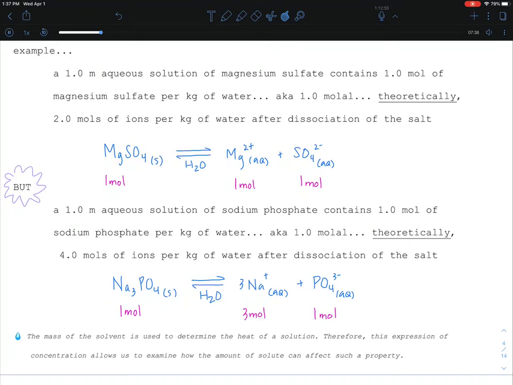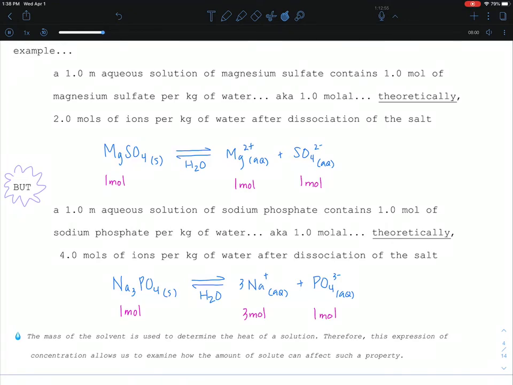If I want to freeze the water, the temperature at which that particular solution is going to freeze is going to be much lower, right? I need to lower the temperature of that solution because I've got more moles of ions floating around in the mixture.